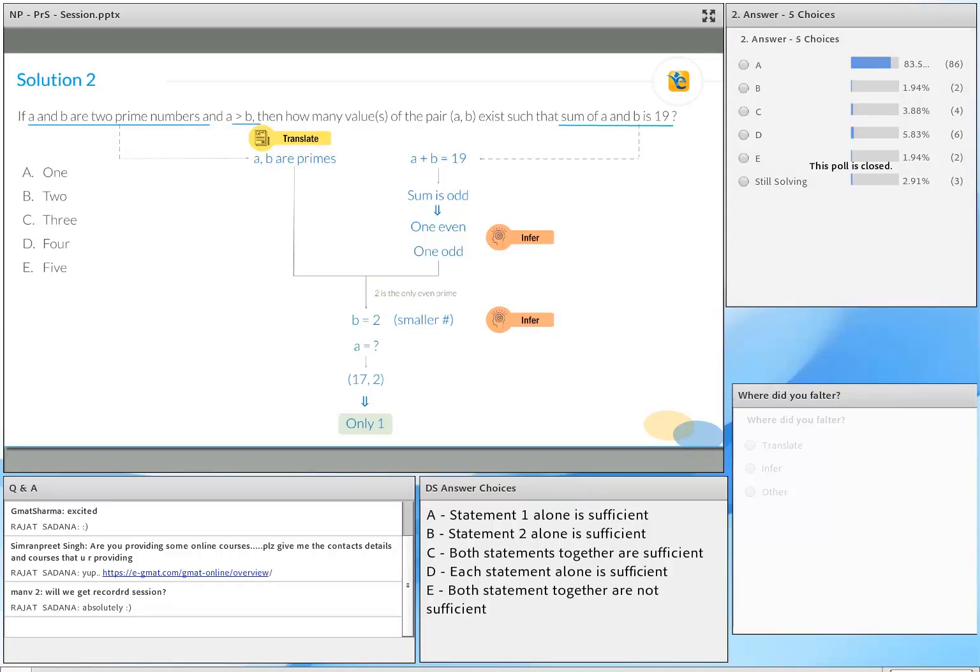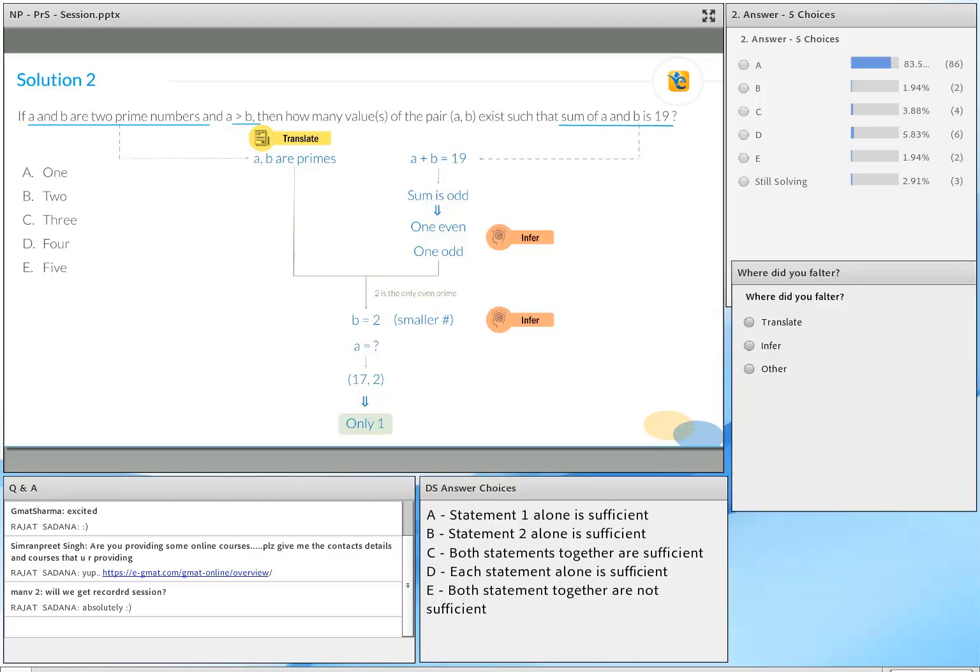So tell me, for those of you who didn't select choice A as the correct answer, where did you falter? Were you not able to translate? Were you not able to infer? And for those of you who are saying other, what is that other? I see that some of you faltered because of translation. You weren't able to translate that information.